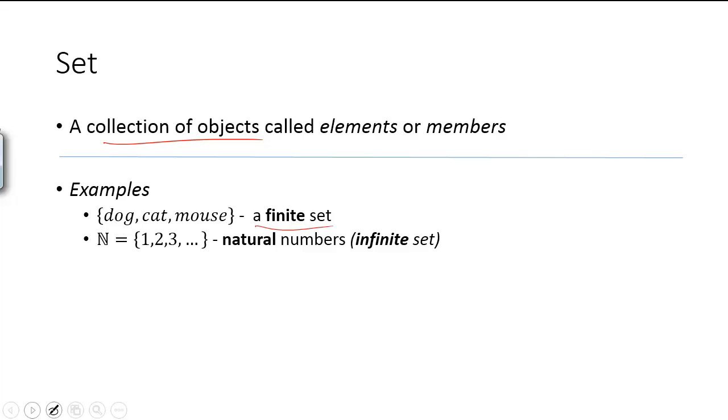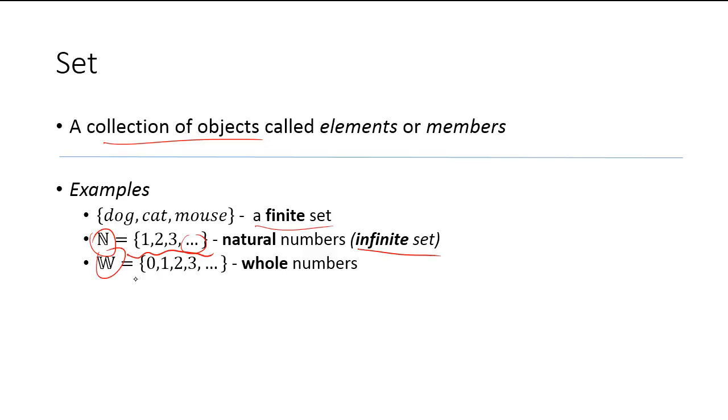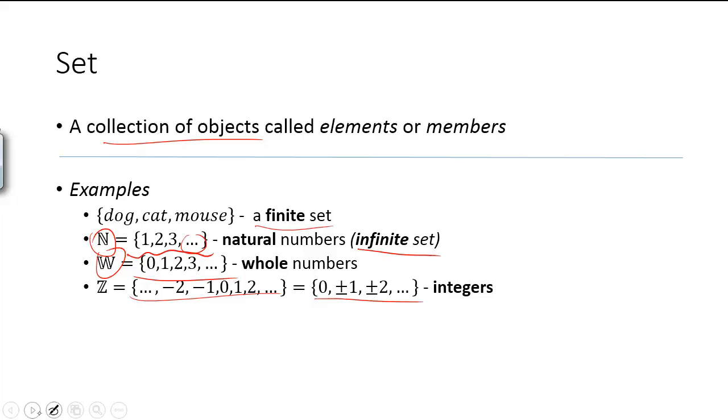Let's go back to numbers. The natural numbers can be written like this. Those are an infinite set. You'll notice the 3 dots imply going on forever. The double-braced N implies natural numbers. Double-braced W are whole numbers, including 0. Integers can be written like this or like this.